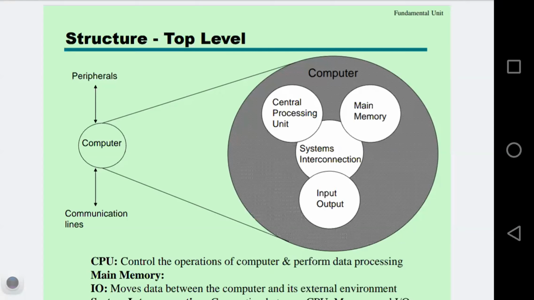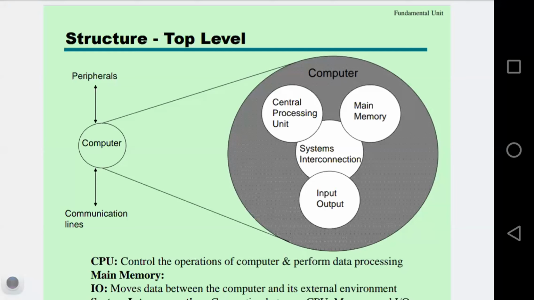In the top-down approach, for structure, first you will see the computer, then you will open the computer and see what components are there. Again, you will open one component separately to understand that component. So here we are using a top-down approach. Now first we'll see the computer. In a computer, what are the different components?